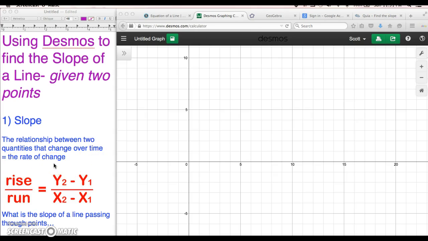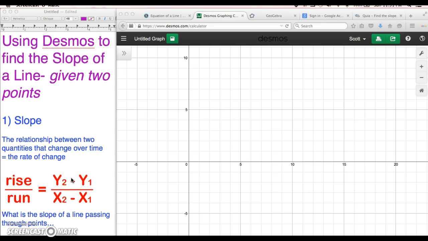When we depict this rate of change in an equation, we make an equation that says rise divided by run, or change in y coordinates divided by the change in x coordinates. Y coordinates tell you how far up or down the point is. X coordinates tell you how far right or left the point is.